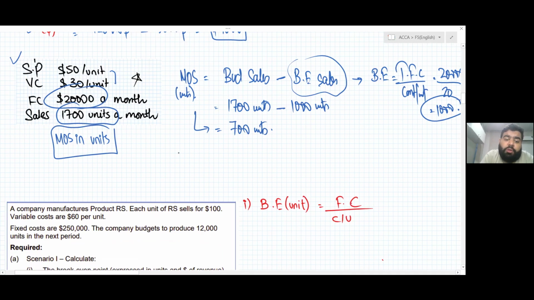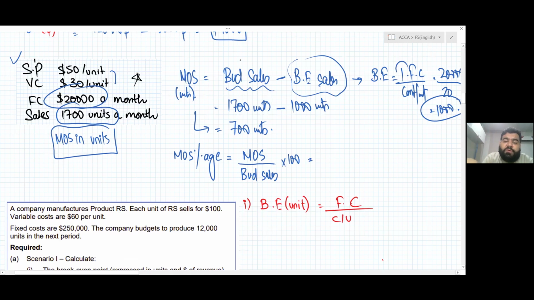Sometimes they ask you the margin of safety in percentage as well. So if in any question you see margin of safety in percentage, what will be the formula in that case? Just simple. Take the answer of margin of safety, divided by budgeted sales, into 100. If they ask you margin of safety in percentage, it is margin of safety divided by budgeted sales, because budgeted sales is the base. Budgeted sales is the base in this question.